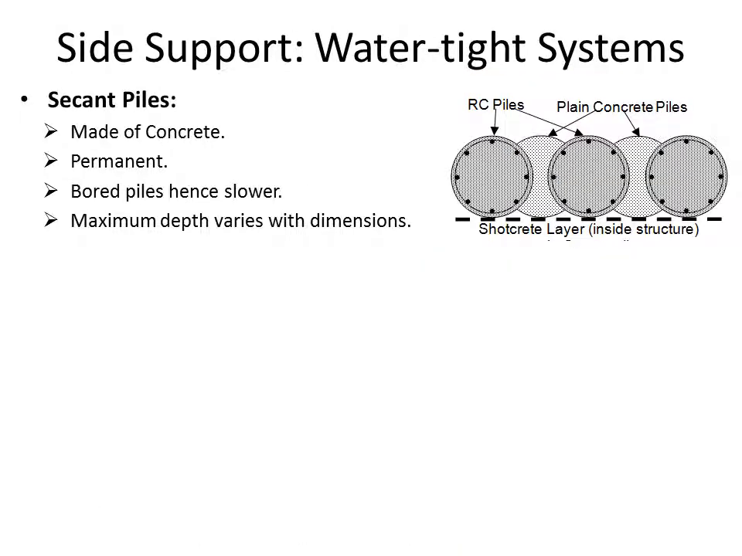Secant piles are very similar to contiguous piles. However, because the piles themselves overlap, by having what we call the plain concrete primary piles and the RC secondary piles that will overlap on them, they are considered a watertight system, and they could have a higher maximum depth when compared to contiguous piles.